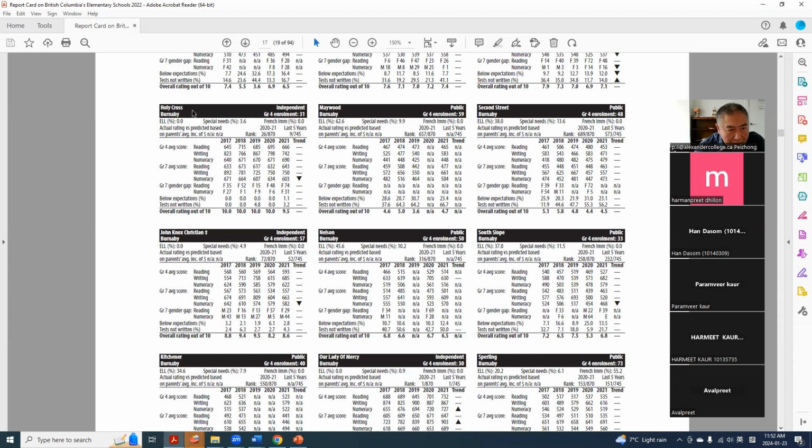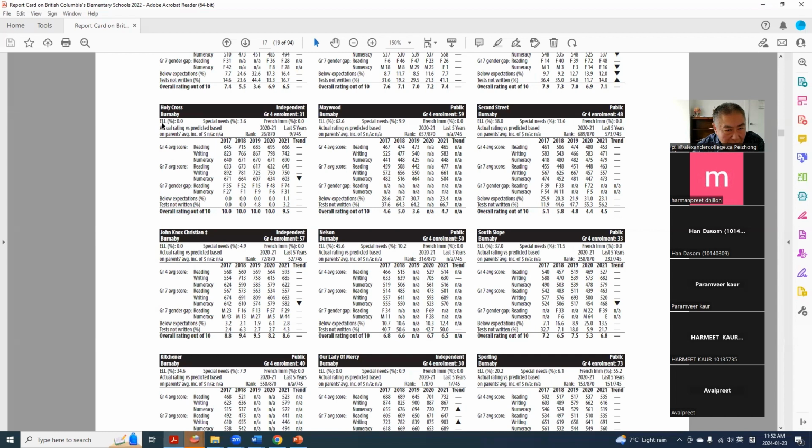let's look at Holy Cross. They have high grades, high reading, writing. And here, something interesting. The school characteristics. What is a variable? Anybody remember the definition of variable? A variable is a characteristic that takes on different values.